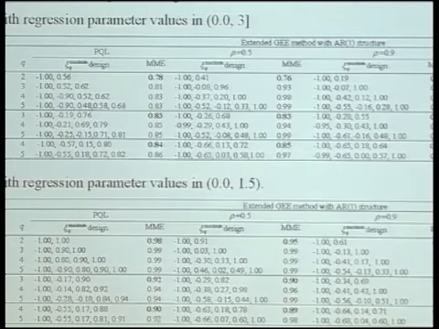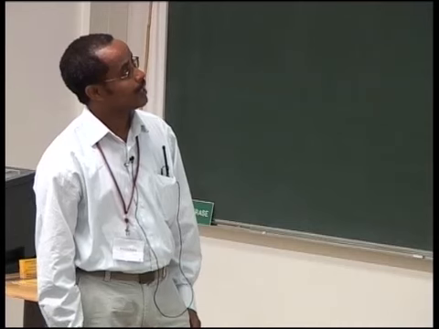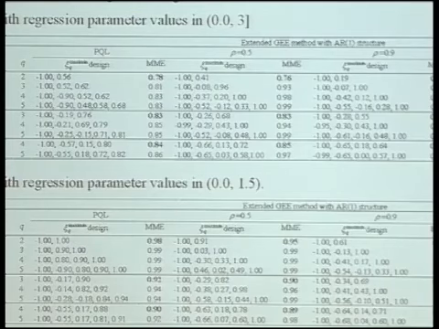And the second part of the table shows the results when the interval for the values of the parameter is between 0 and 1.5. Here we can see that the Maximin efficiency is higher when the interval of the parameter values is narrow. And the other interesting feature is that when we have this interval of parameters, the Maximin efficiencies are reasonably high.